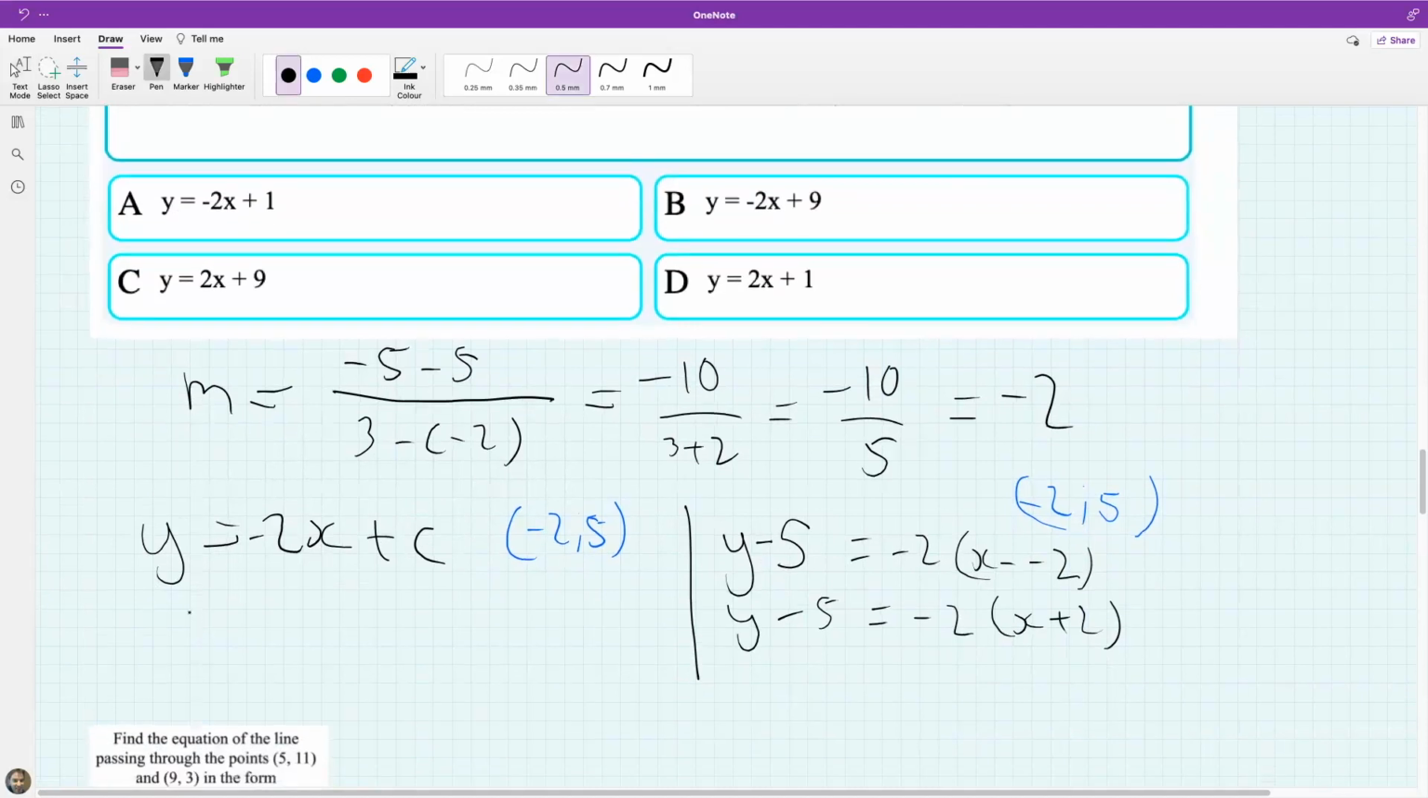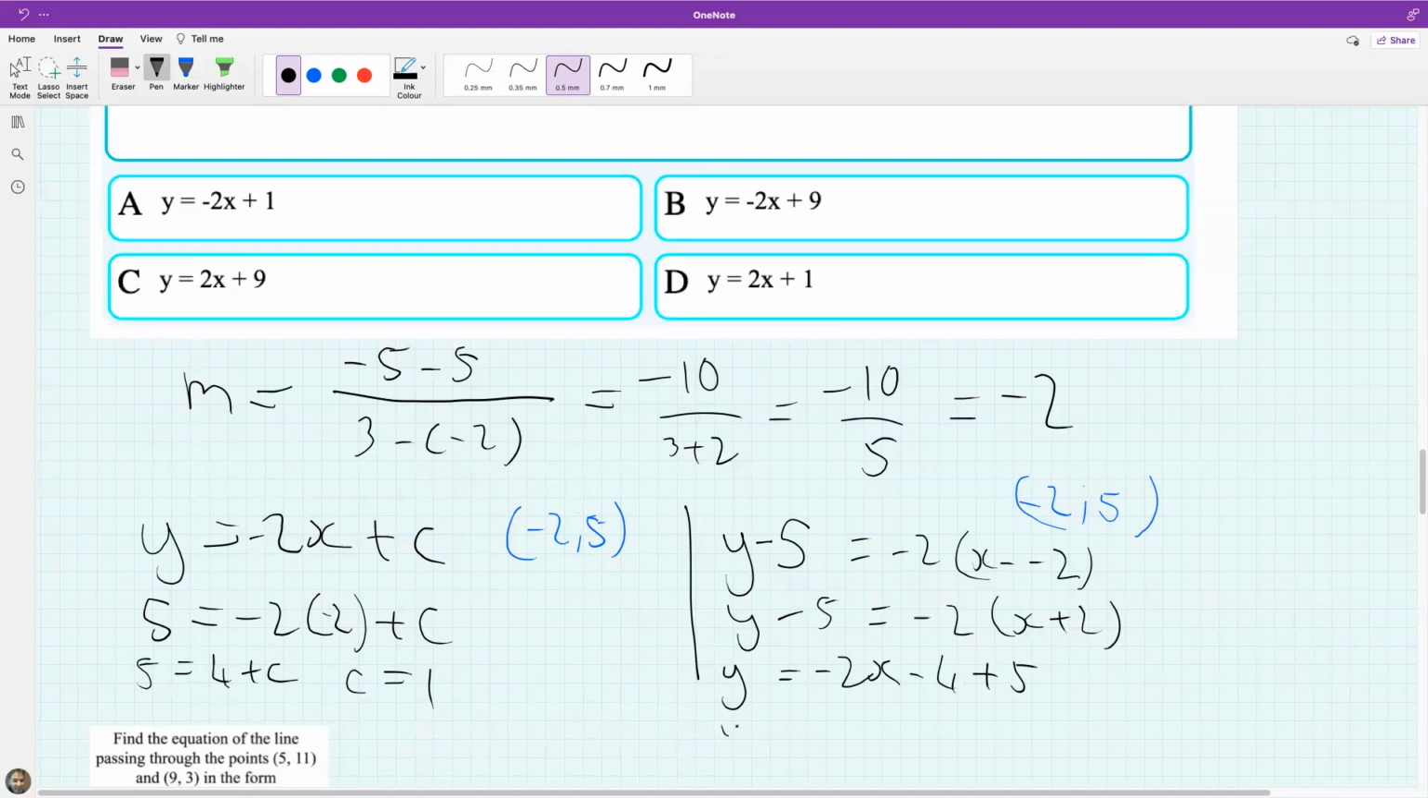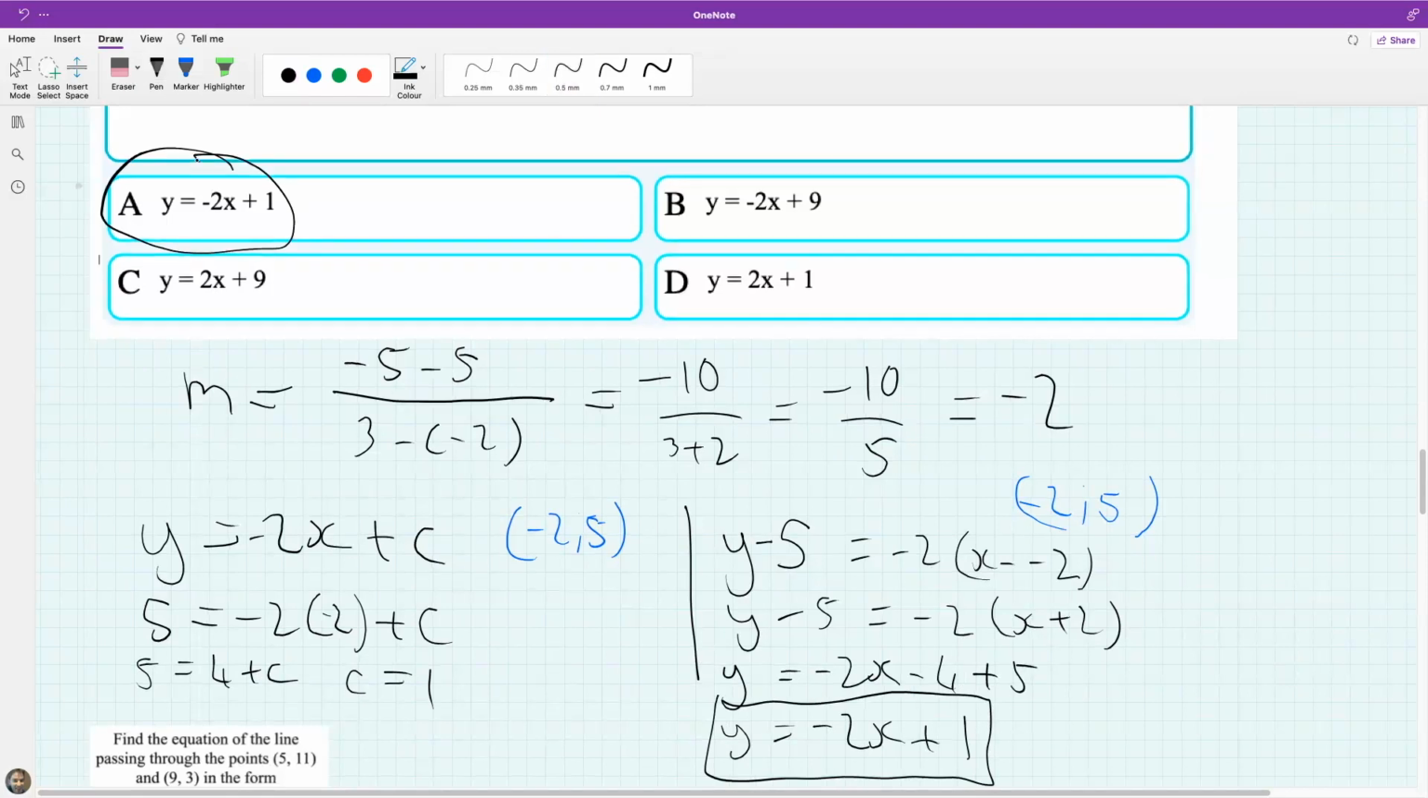And in this one, I need to put a 5 here and a minus 2. And then I get 5 equals 4 plus C, and so C is 1. And then on this side, I would get y equals minus 2x minus 4 plus 5. And so you can see the answer should be A. Okay, and I've shown you both methods there.